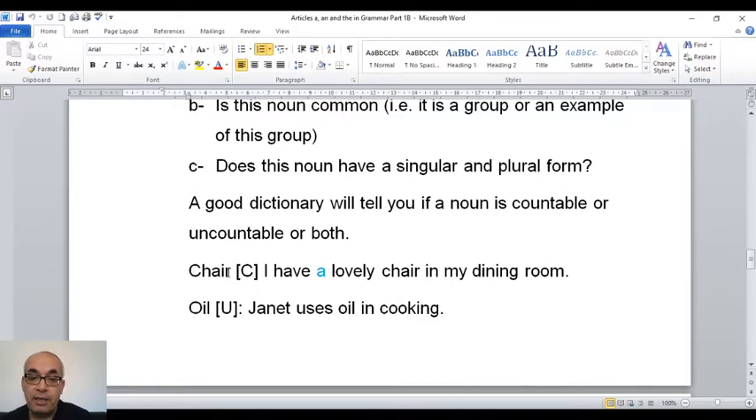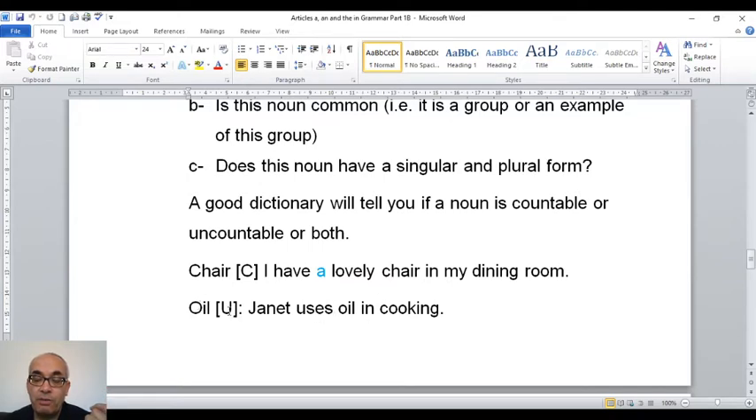So chair, C, it means chair is countable. I have a lovely chair in my dining room. So I put a before chair. Chair is singular. Chair is a common noun. Chair has a singular form, which is a chair, and chair has a plural form, chairs. So this means chair is countable. So I can use a before chair.